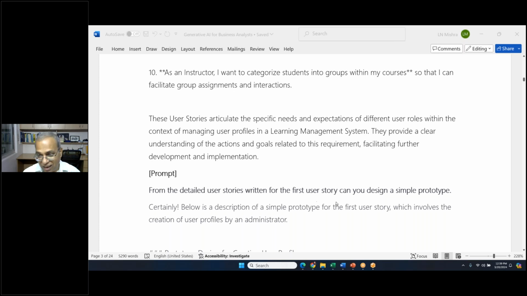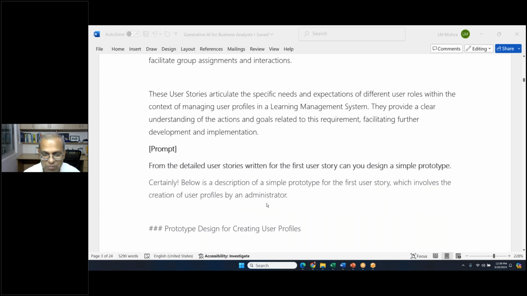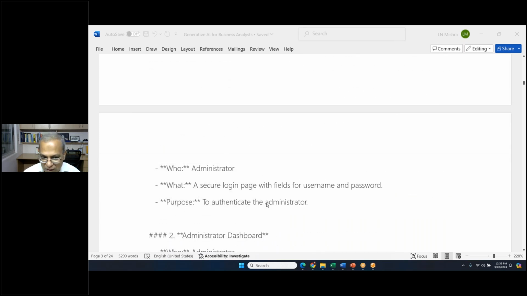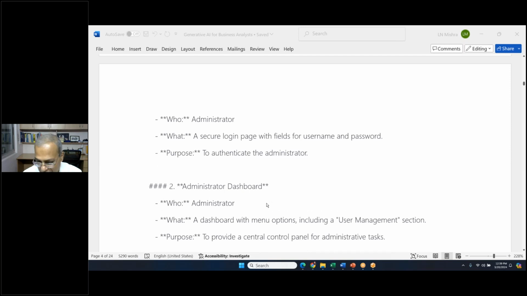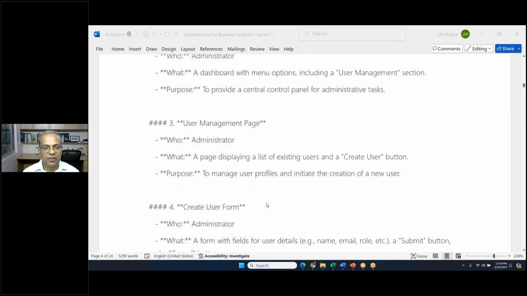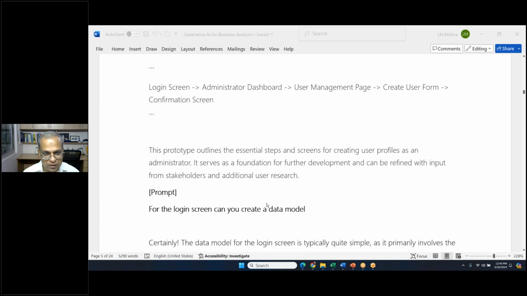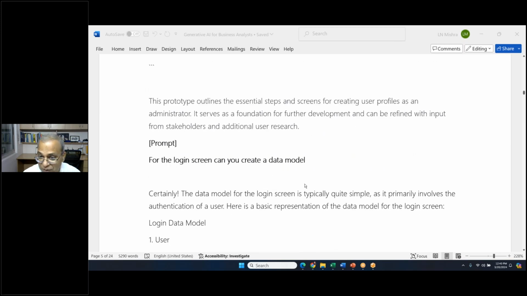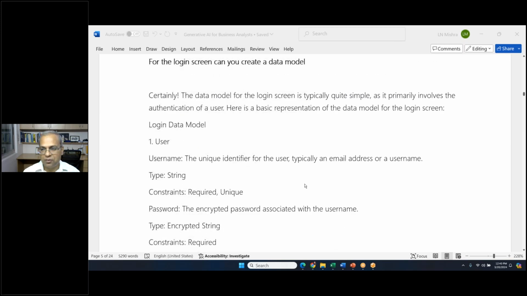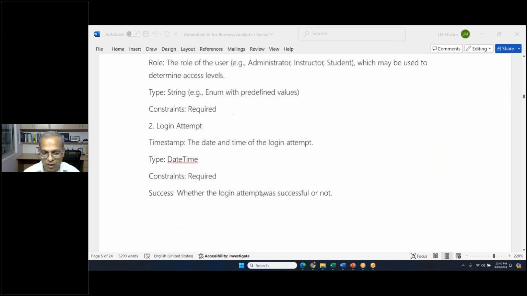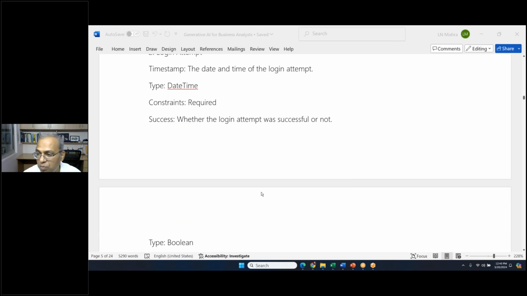Then I asked it to create a simple prototype. It created some login screen prototype. It wasn't very good, and I trust there are better tools now available to build prototypes for you as well. Then I asked it to write some user stories. Okay, I asked it to create a data model. These are all things that we do as BAs, no? So it created some data model. So it's a good starting point. I would say it's not a finishing point.